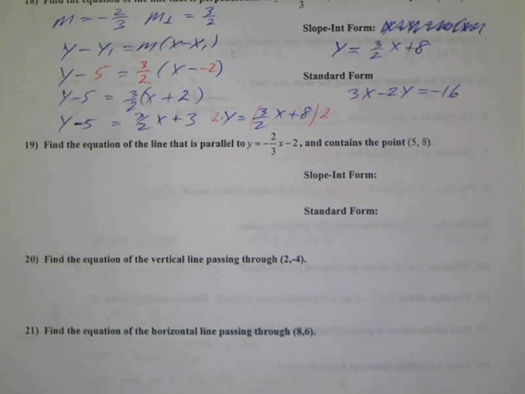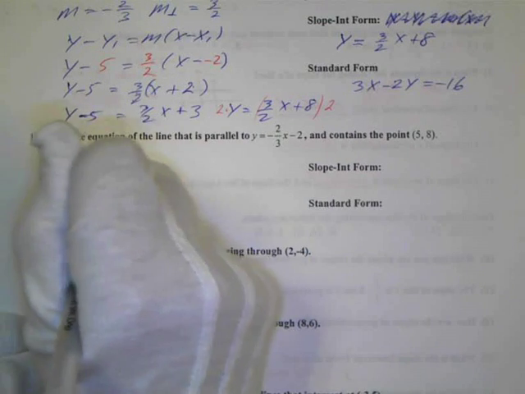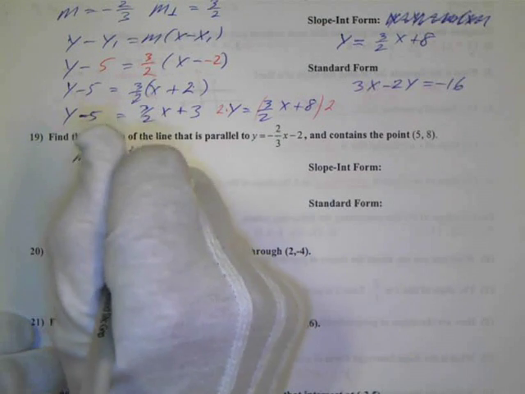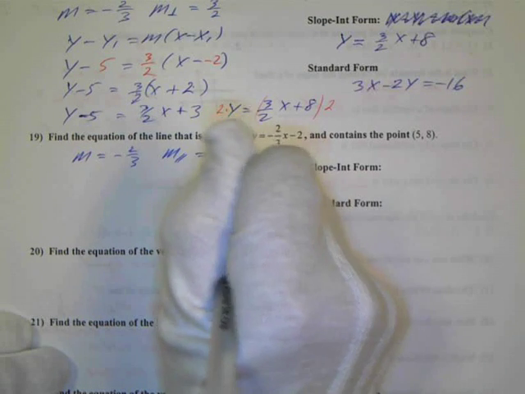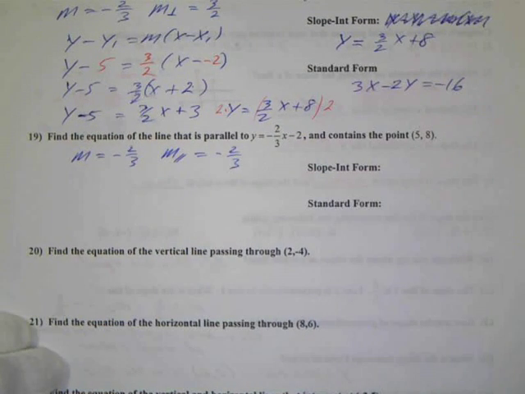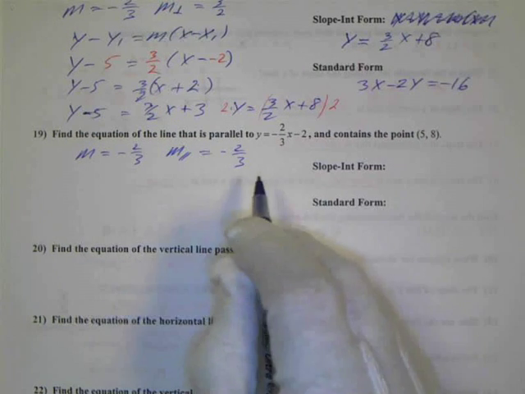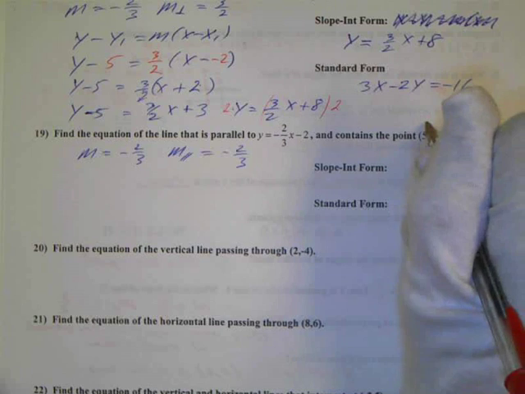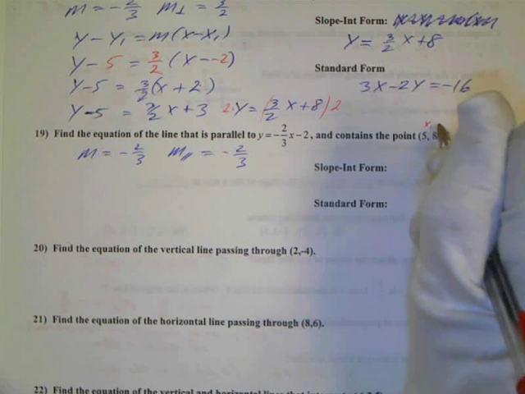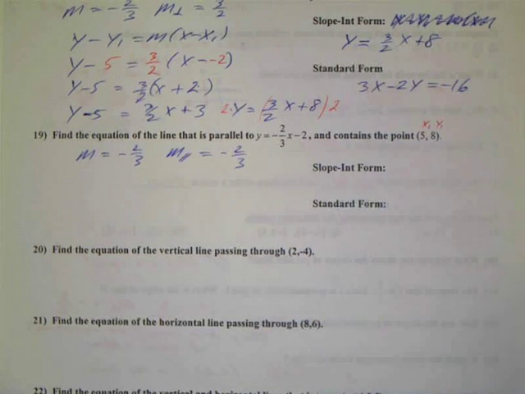Okay, and here's number 19. Find the equation of the line that is parallel. Parallel, not perpendicular. So, parallel lines have the same slope, so if m equals negative 2/3, m parallel also equals negative 2/3. Okay. So now we got a point and the slope, and this is my slope, negative 2/3, and my point is x1 is 5, y1 is 8.